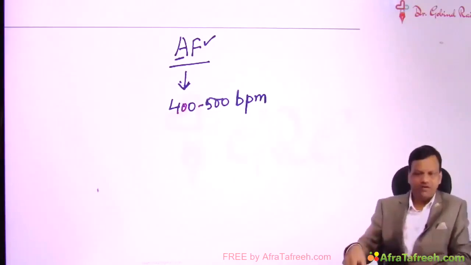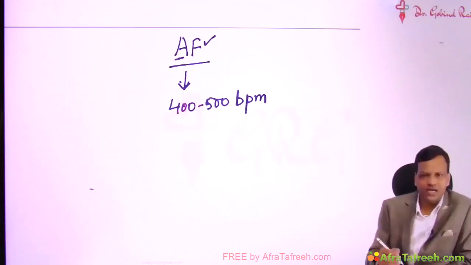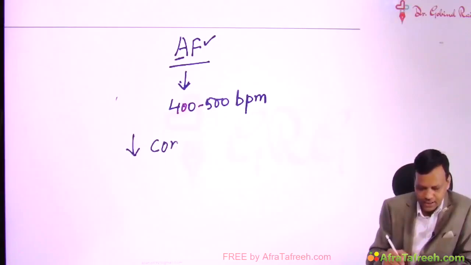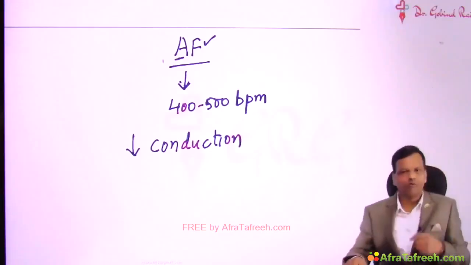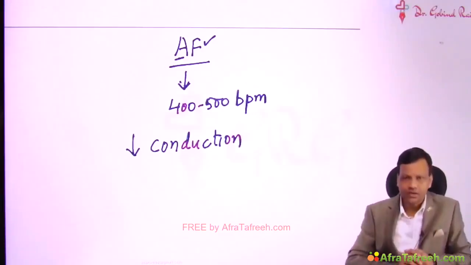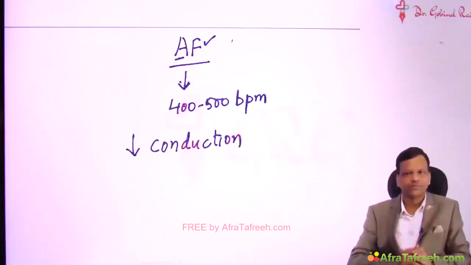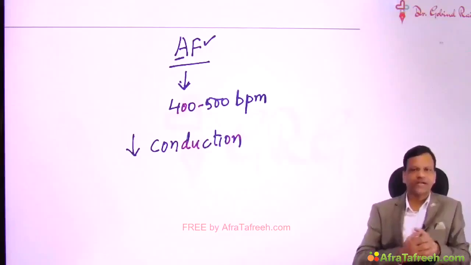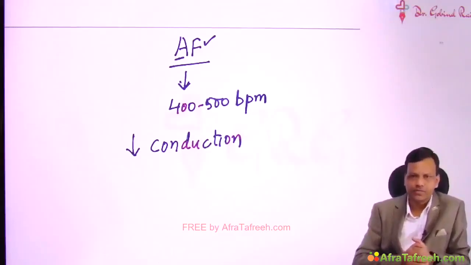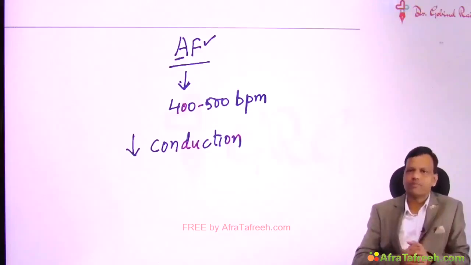So digitalis decreases the conduction from atrium to ventricle. That means out of 4 or 5 atrial beats, only 1 will go to ventricle. So if 1 beat out of 4 goes to ventricle, even if atrium is contracting at 400 times, only 100 will be passed to ventricle.